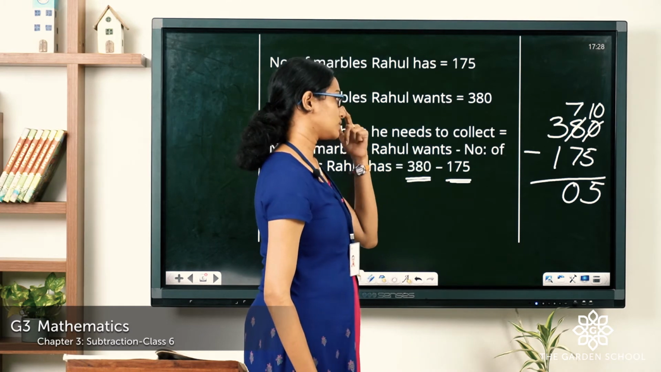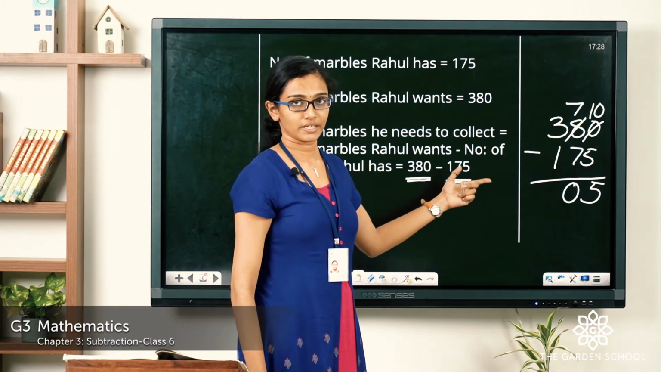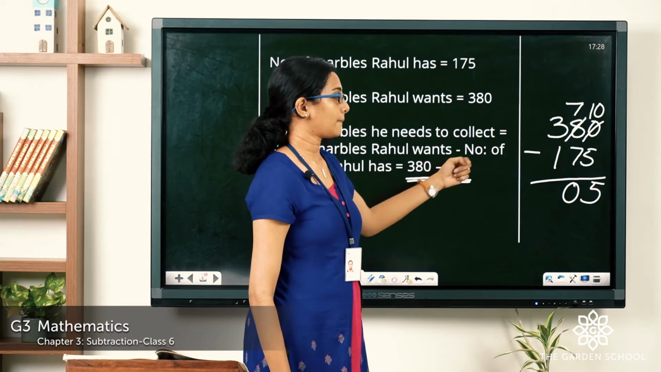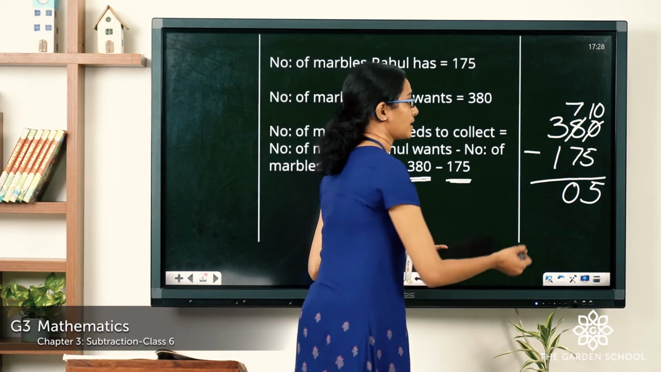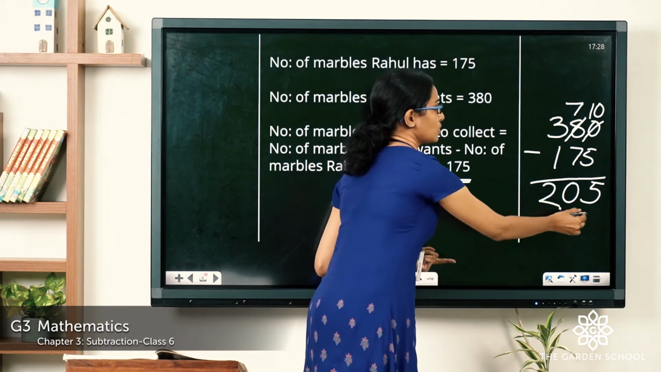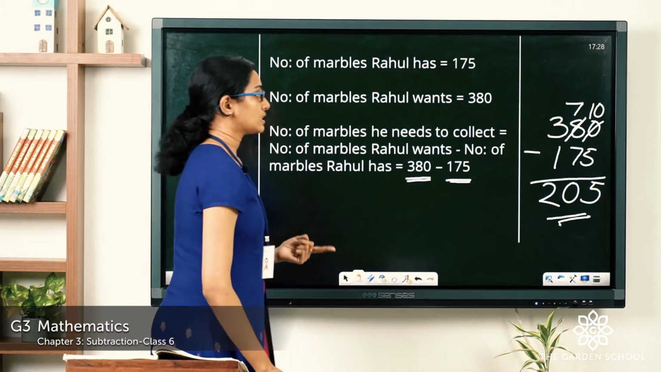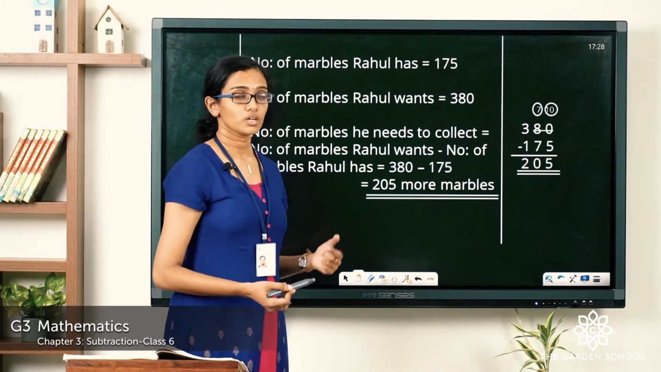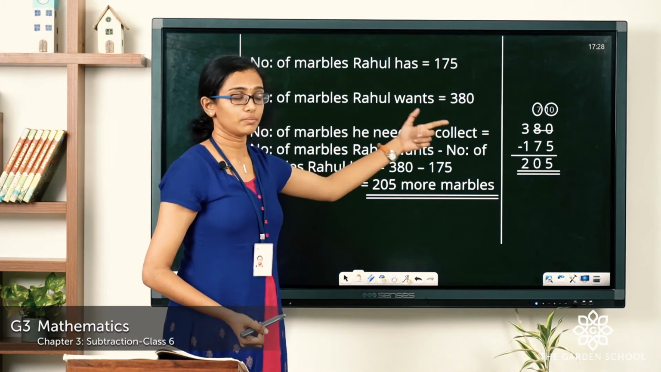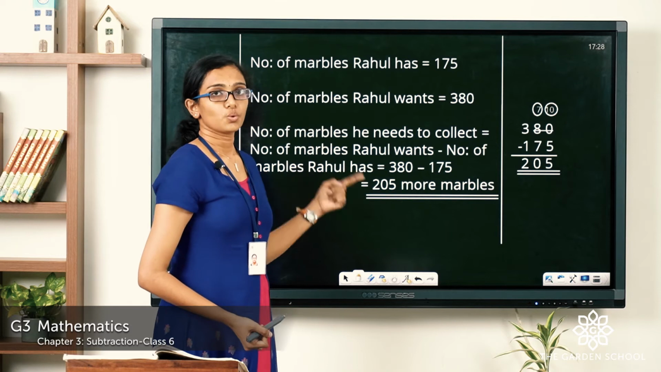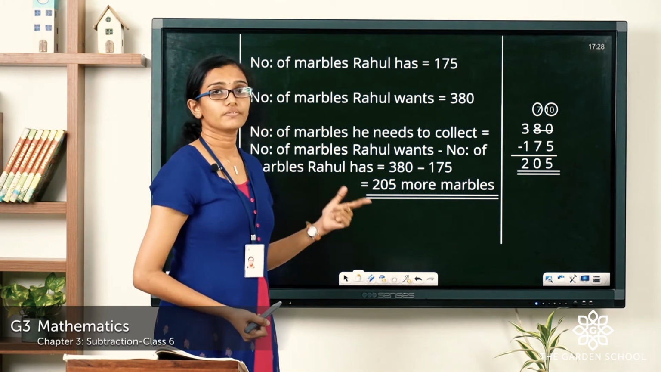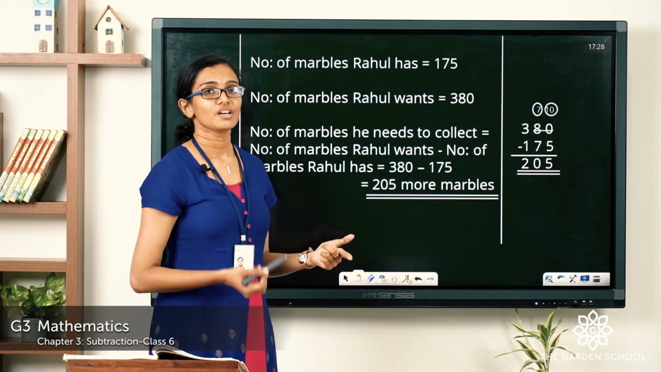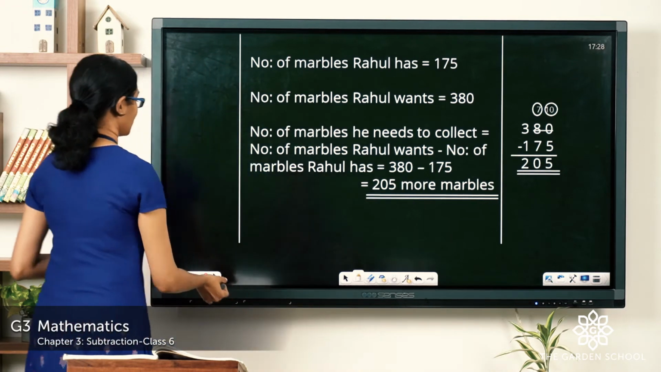Now let's move to the hundreds place. In the hundreds place we have 3 hundreds minus 1 hundred. 3 minus 1 is 2. So here we have the difference. The number of marbles that he needs to collect more to make it to 380 marbles is 205. 205 more marbles. So I hope this is clear to you.